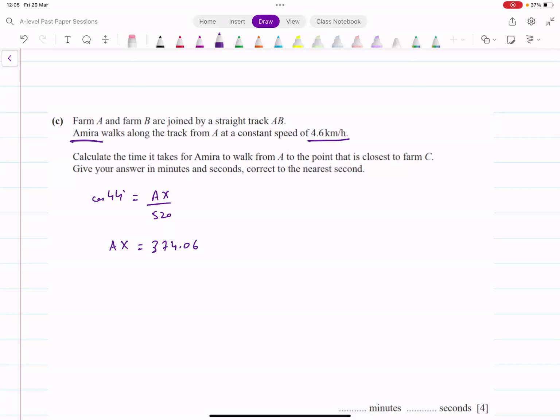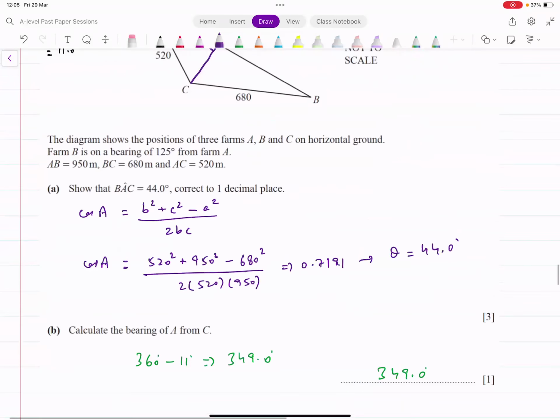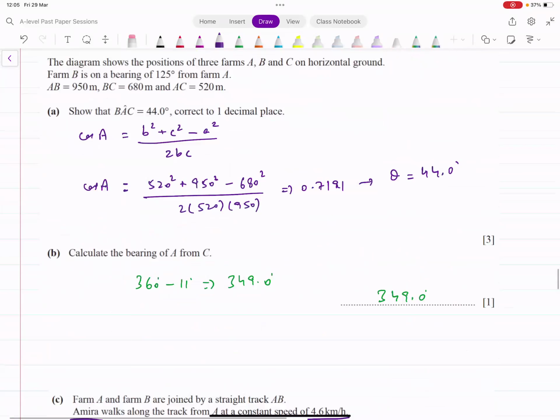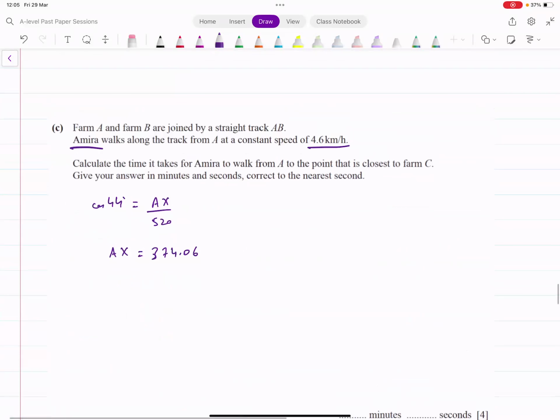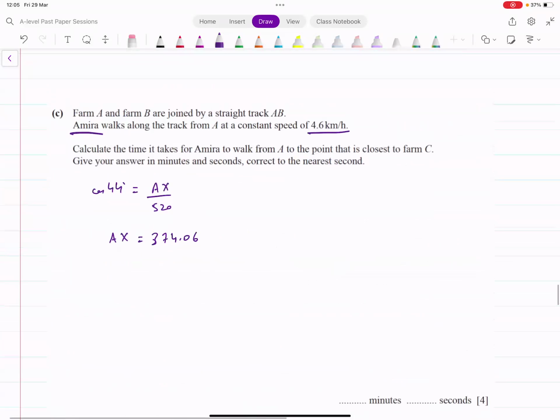That's the length AX. That's the distance that she is traveling until she gets to the closest point to the farm C. Now, what's the time taken for her to do that? We have the distance, we have the speed. So time equals distance over speed. Distance equals speed into time, so time equals distance over speed, right? What's the distance? 374.06 divided by the speed, which is 4.6 kilometers per hour.